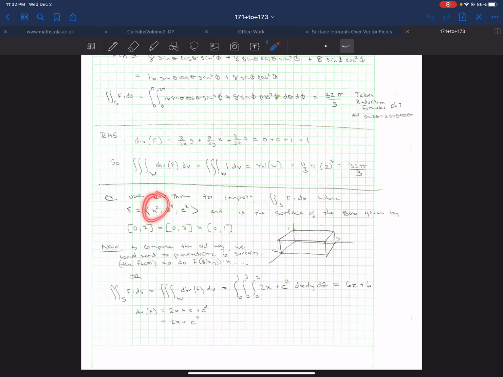So it should be 2x plus 0 plus e to the z. So there's the divergence right there. And then I know x goes 0 to 2, y goes 0 to 3, and z goes 0 to 1. And there you have the answer.